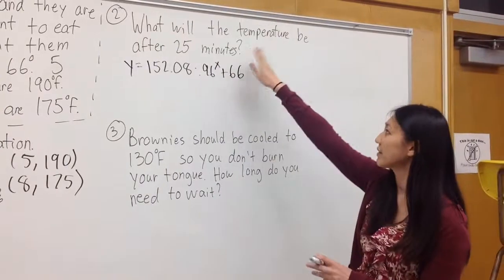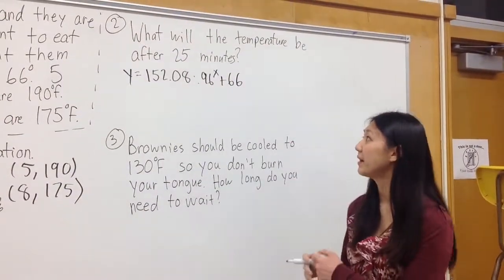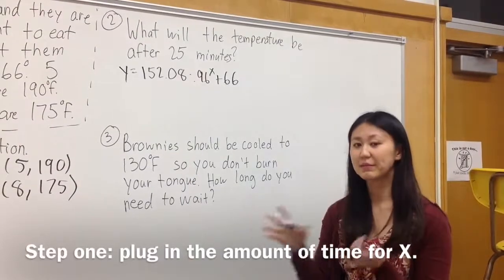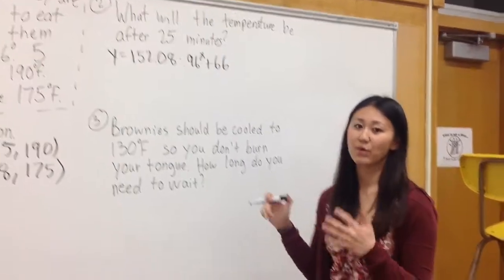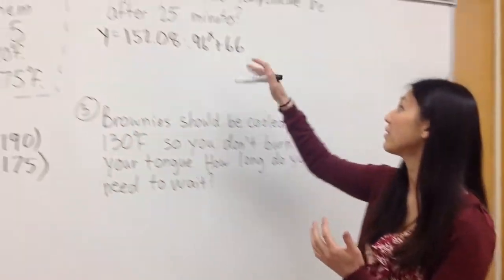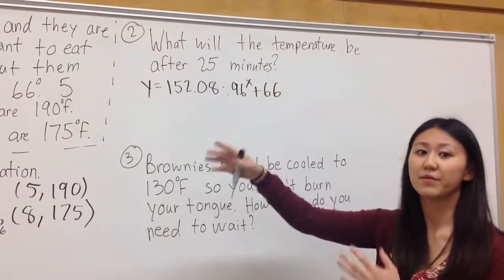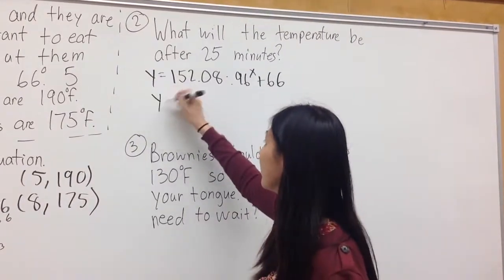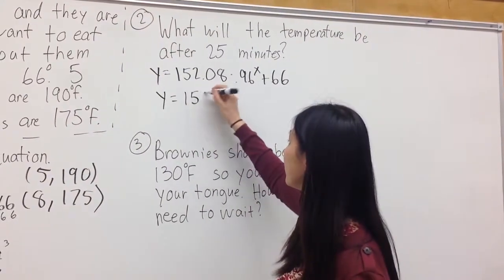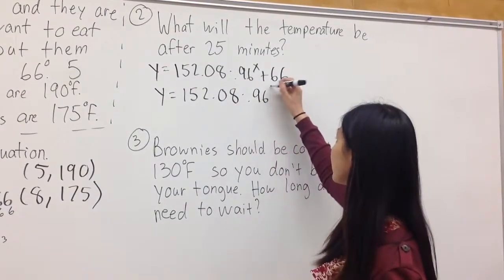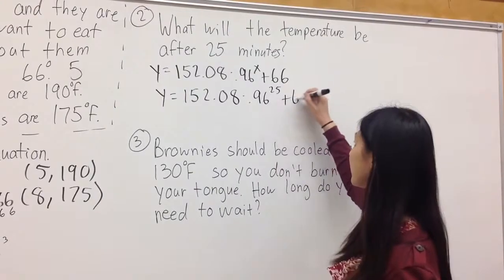So here it's giving me a time, right? It's giving me a time, 25 minutes. Now when we think back to the points that we made, we said that x was the time and y was the temperature. So this is time, so it needs to go in for x because x was time. So I just plug that in. So y equals 152.08 times 0.96 to the 25th power plus 66.